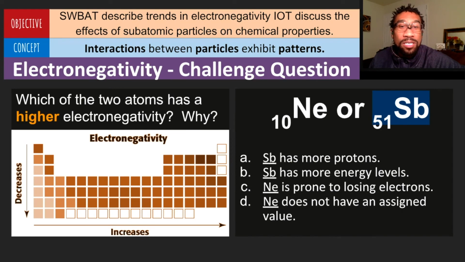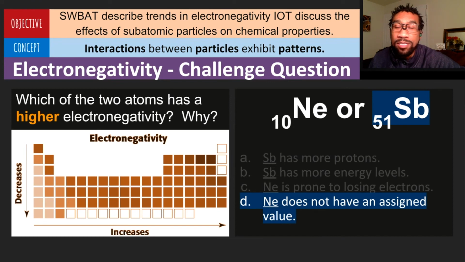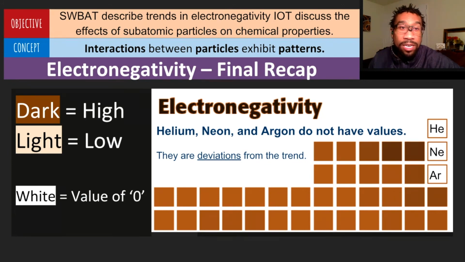The reason why it is not neon is because neon just does not have an assigned value. It has 8 valence electrons. And I'm not saying that all noble gases do this, because if you look on this chart to the very, very right, I've even filled in helium, neon, and argon. Those three do not have assigned electronegativity values. And so that's just some extra information you may need to know or pay attention to.